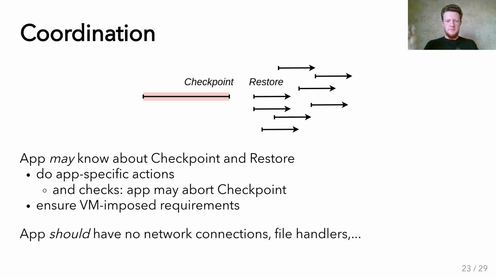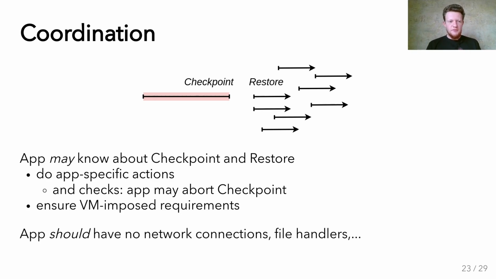So we abort the checkpoint if we find some links with the external world. And since the application may know about the checkpoint, we require that the application should not have any kind of links with the external world, by closing these links in the checkpoint phase.